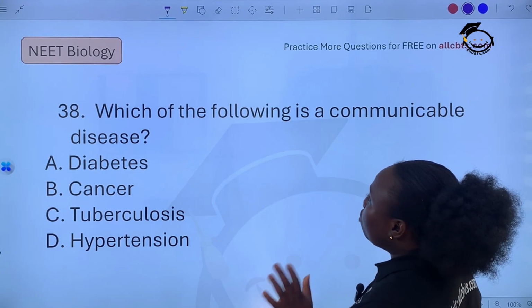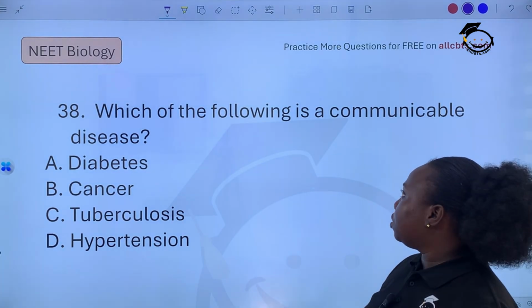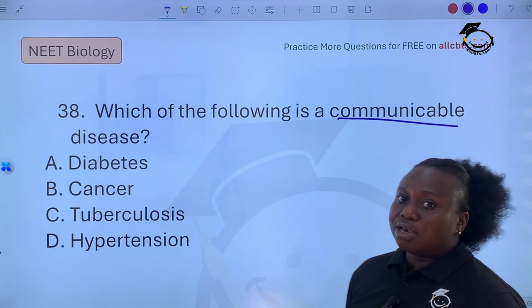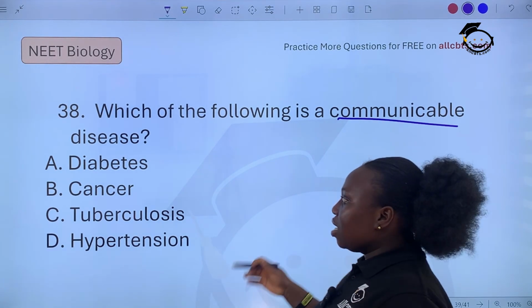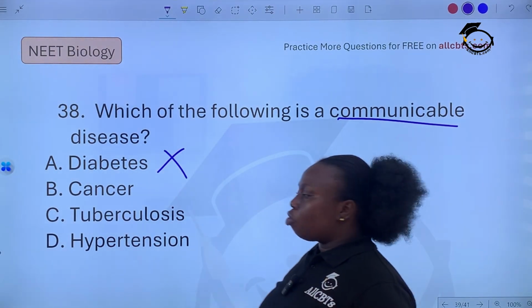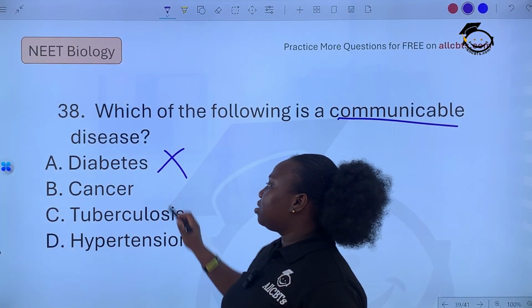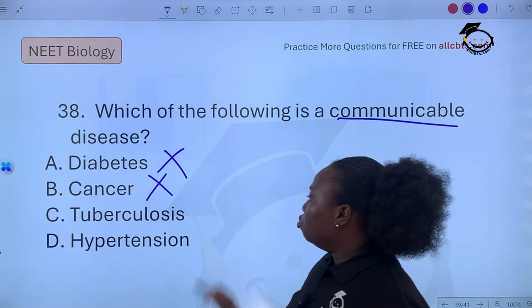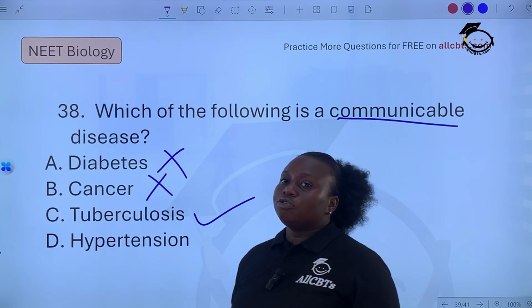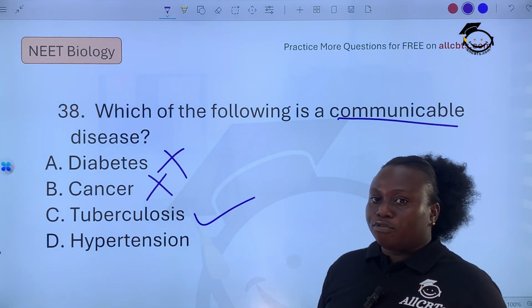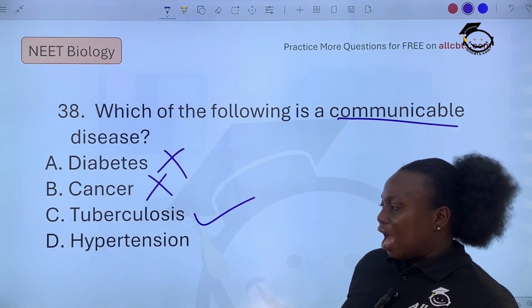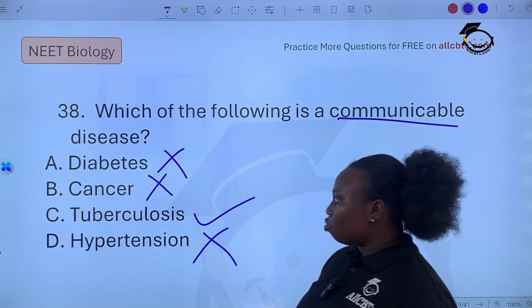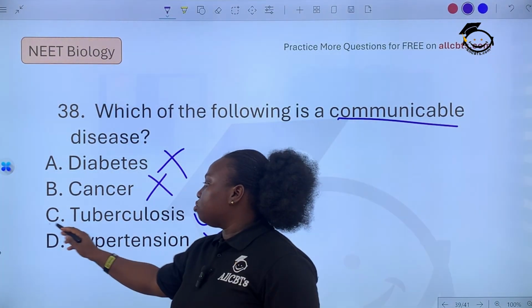Number 38, which of the following is a communicable disease? What is a communicable disease? This is a disease that can be transferred from one person to another. A, diabetes. This one is not communicable. B, cancer. Cancer is not communicable. C, tuberculosis, yes. When someone has tuberculosis, if you come in contact with that person's fluids, you can also have it. Hypertension too is not communicable. So the answer is option C, tuberculosis.